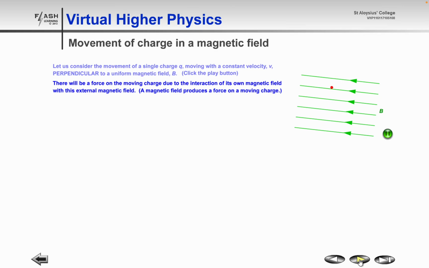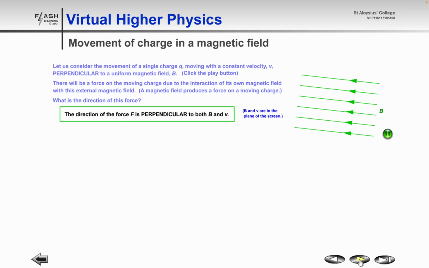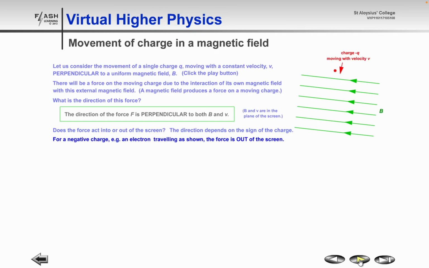And there will be a force on the moving charge due to the interaction of its own magnetic field with this external magnetic field. And what we want is a way of working out the direction of this force. The direction of the force is perpendicular to both B and V, which are both in the plane of the screen, we can see here. And then we can use what's called the right-hand rule to work out the direction of the force.